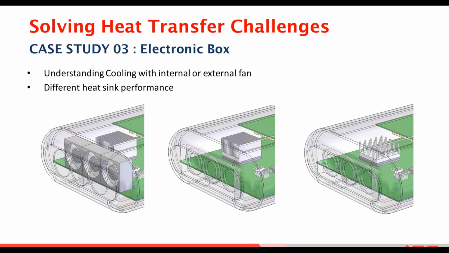Next up, we will look at the one last example of today. Again, this is a very similar case to the previous examples of the power supplies. In this case, we want to understand the cooling differences between the internal fans or external fans of an electronics box, and the decisions made on whether to use internal or external fans. And of course, the different heat sink designs as well, and look at how they would affect the overall cooling. So let's look at the model itself.